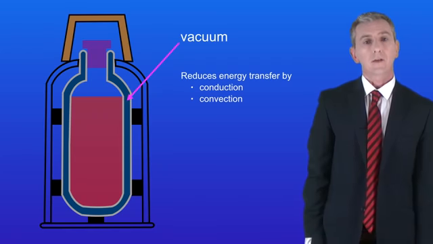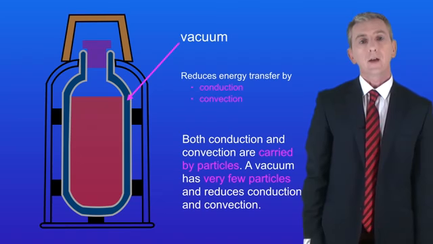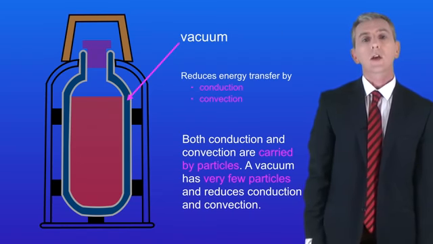Between the layers of glass is a vacuum. This prevents both conduction and convection, and that's because both of these processes require particles. In a vacuum, we find very few particles, so that reduces both conduction and convection.